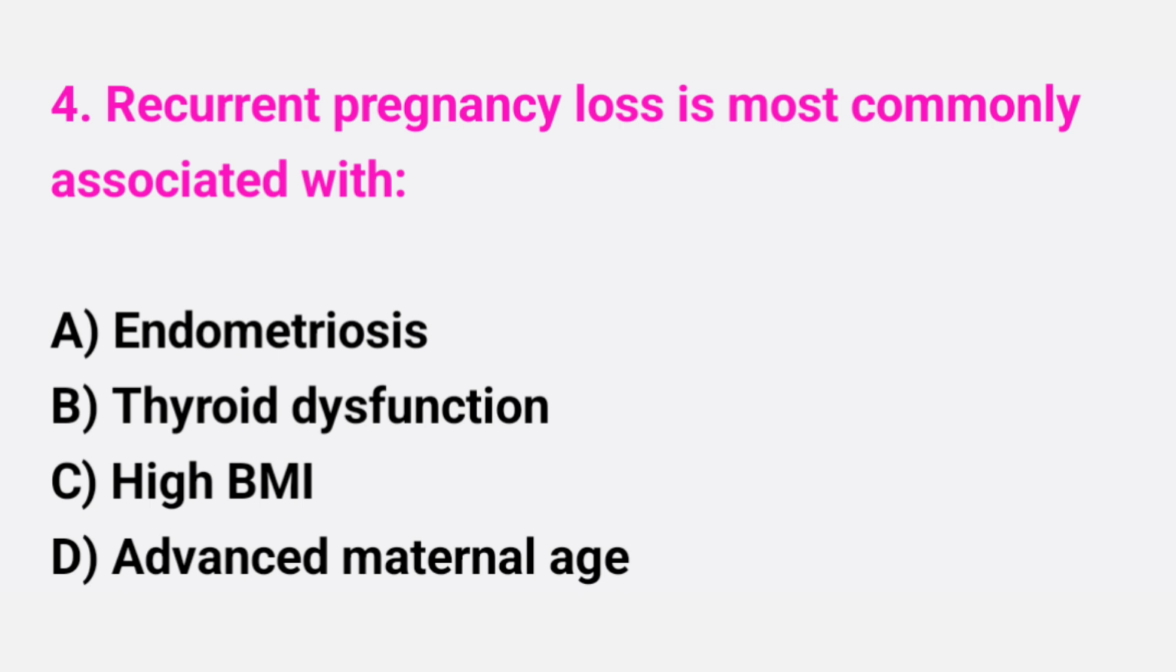Question number 4. Recurrent pregnancy loss is most commonly associated with. The right answer is option D, advanced maternal age.